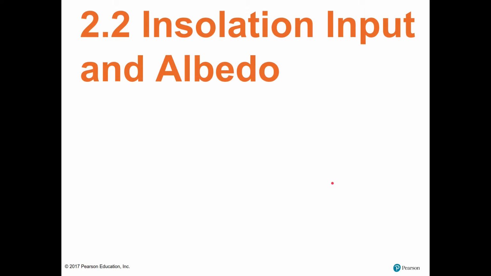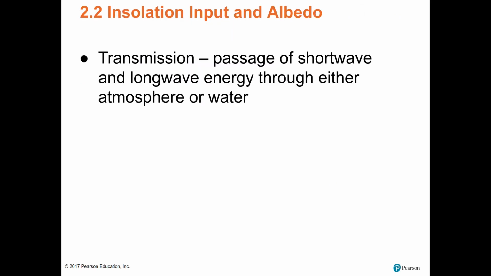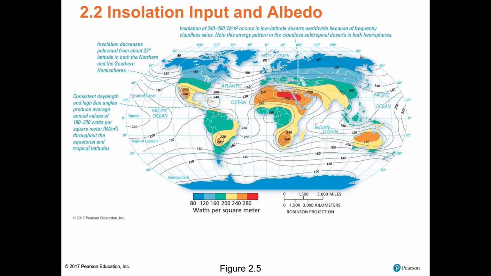So insolation is sunlight and albedo. How does light move? Number one, transmission. Kind of like radiation, just light going through space. Passage of shortwave or longwave through either the atmosphere or water. This would be sunlight coming into Earth, this transmission. If we look at this, this is the pattern of insolation. This is energy received at the surface over the course of a year.